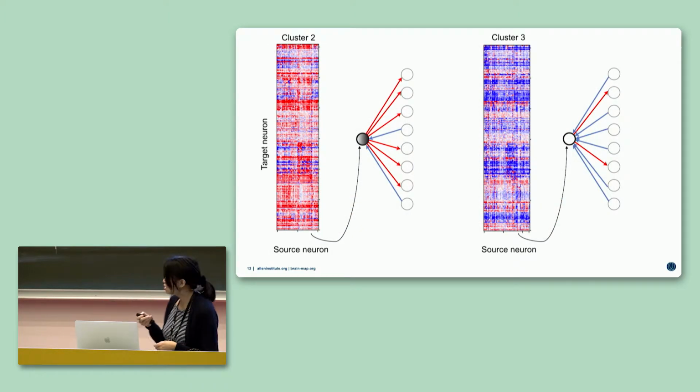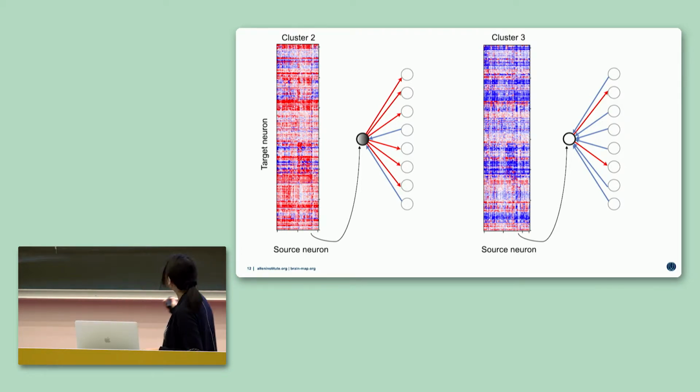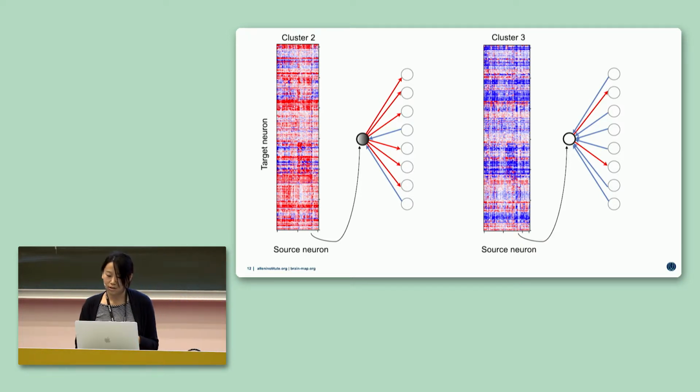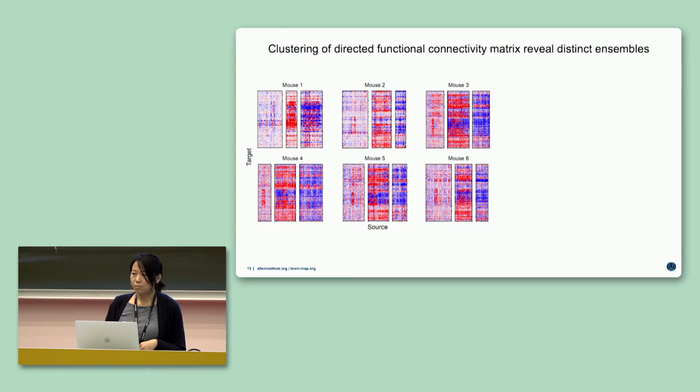To give you an intuitive understanding of what those connectivity patterns mean, if you take a source neuron from cluster 2, you see mostly positive connections to the network. That means this neuron is leading or driving the network activity. And if you take a source neuron from cluster 3, you see mostly negative connections. It means this neuron is mostly following the network activity, or driven by the network. So this separation into 3 clusters is very consistent across mice.